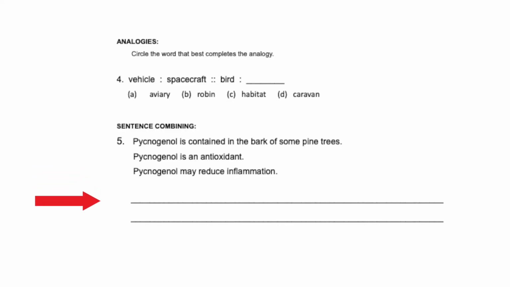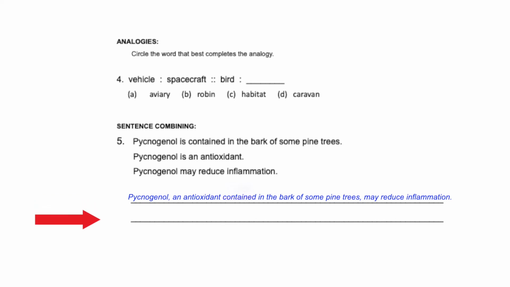Let's peruse some sentence combining examples. Pycnogenol, an antioxidant contained in the bark of some pine trees, may reduce inflammation. Students may want to replace contained with found. They may also create a different example. Let's look at the second example. Contained in the bark of some pine trees, pycnogenol, an antioxidant, may reduce inflammation.